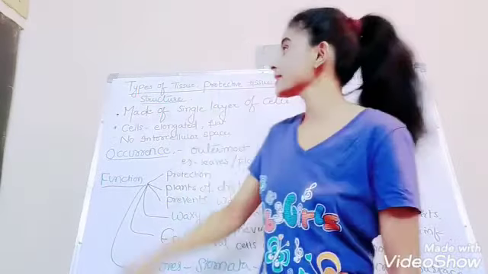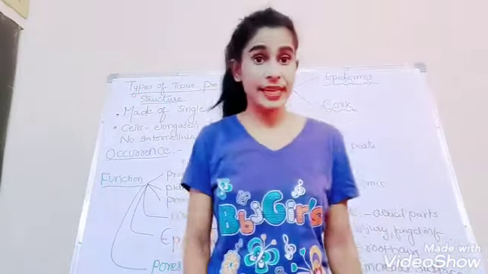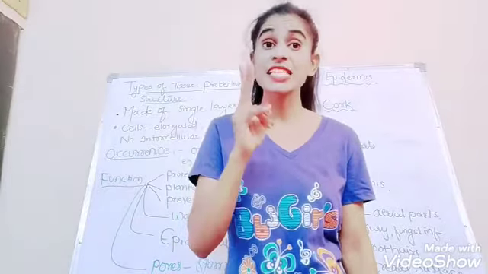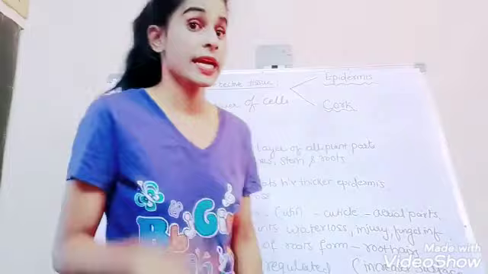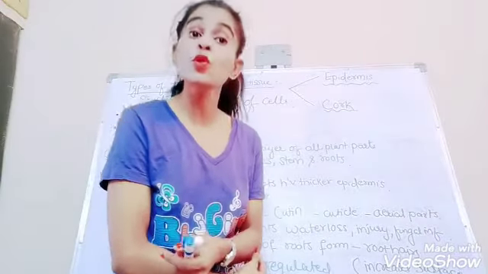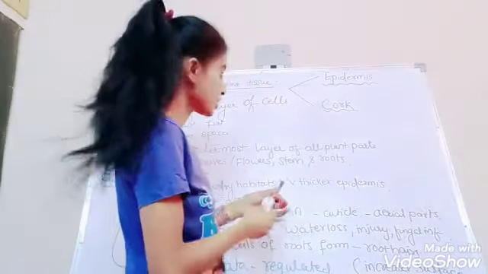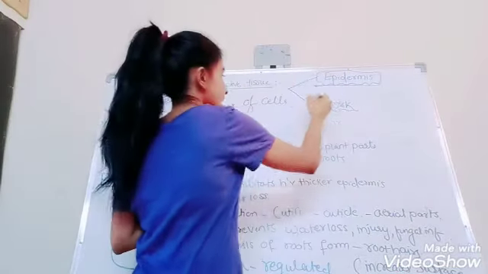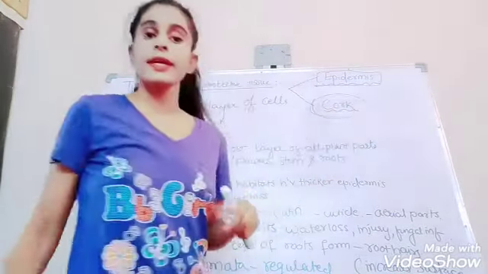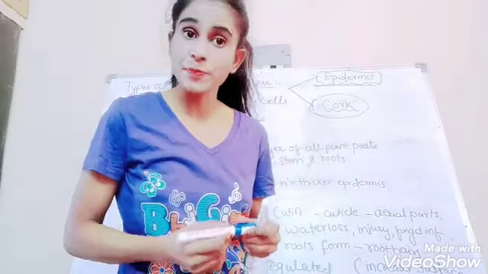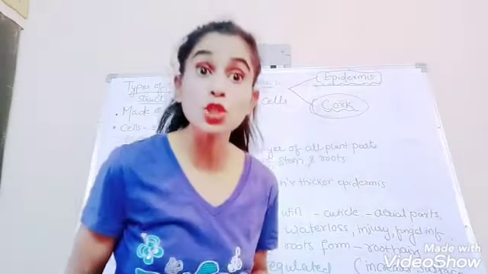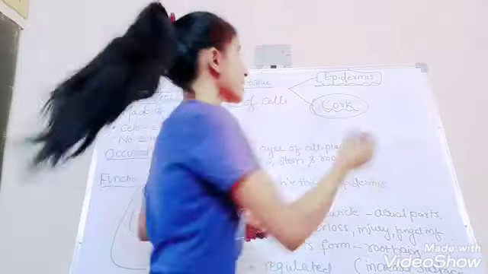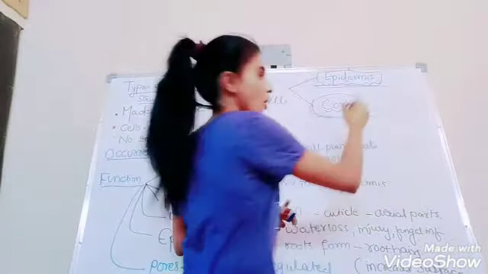Same here, the protective tissue of the plants is divided into two types. That means there are two types of protective tissue. The first one is epidermis and the second one is cork. The two types of protective tissues are the epidermis and cork.